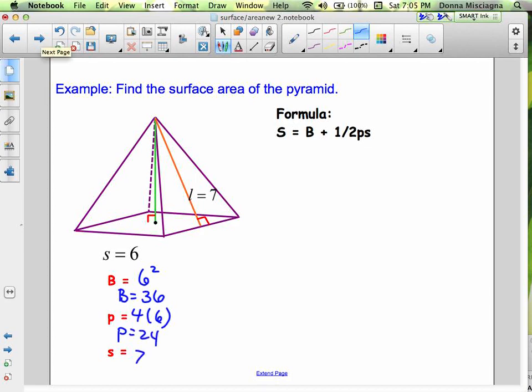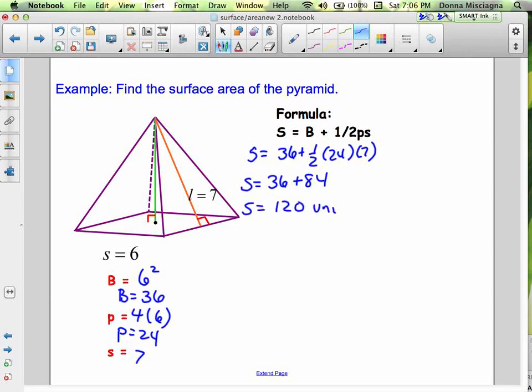So this is a pretty easy problem. Now we just need to plug in. So our surface area is 36 plus 1/2 times 24 times 7. And this won't take us any time at all. So surface area is 36 plus half of 24 is 12. 12 times 7 is 84. So 120 units squared is the surface area. We're 2/3 done. Got 2 more to go.